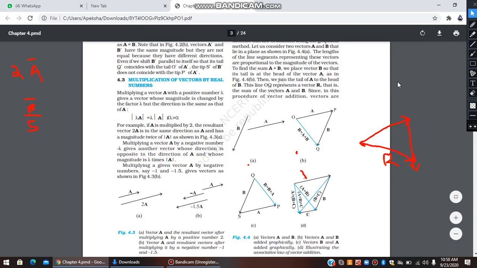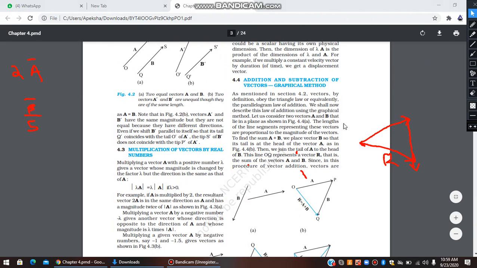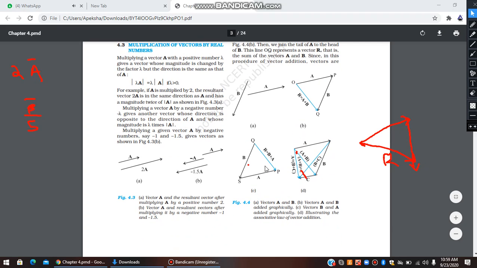Perfect. So what if I want a bar minus b bar? Observe this diagram carefully. They have just done addition only in this case. So right now we'll talk only about the addition. Addition is done in this way. And now in the C part.